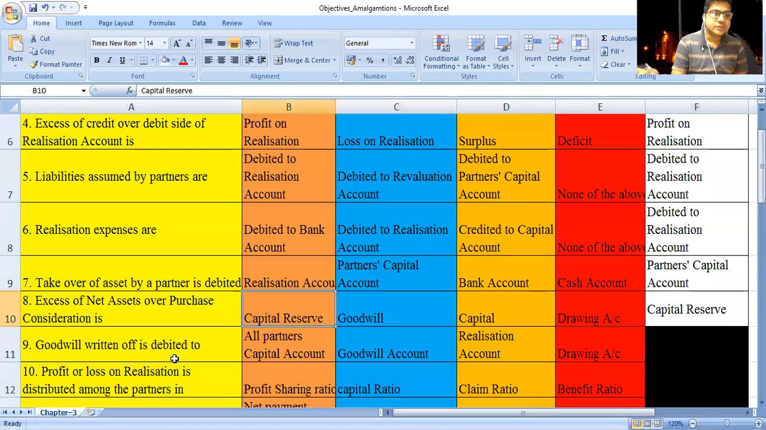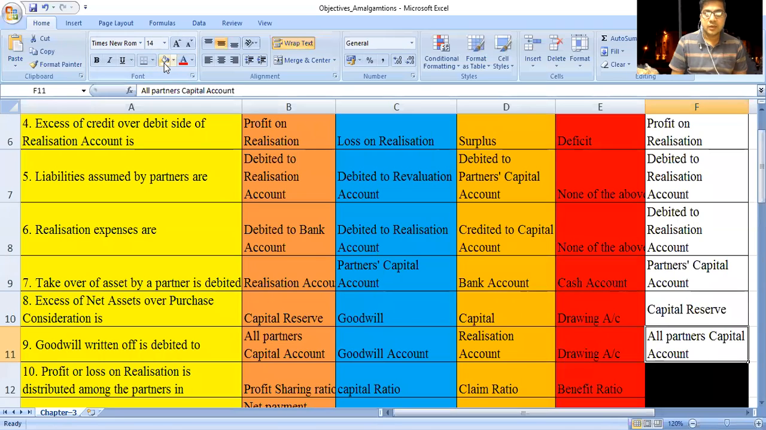Goodwill written off is debited to where? All partners capital account, goodwill account, realization account, or drawing account. Who will give the answers? Many are saying A. Answer is A. A is the right answer. All partners capital account.